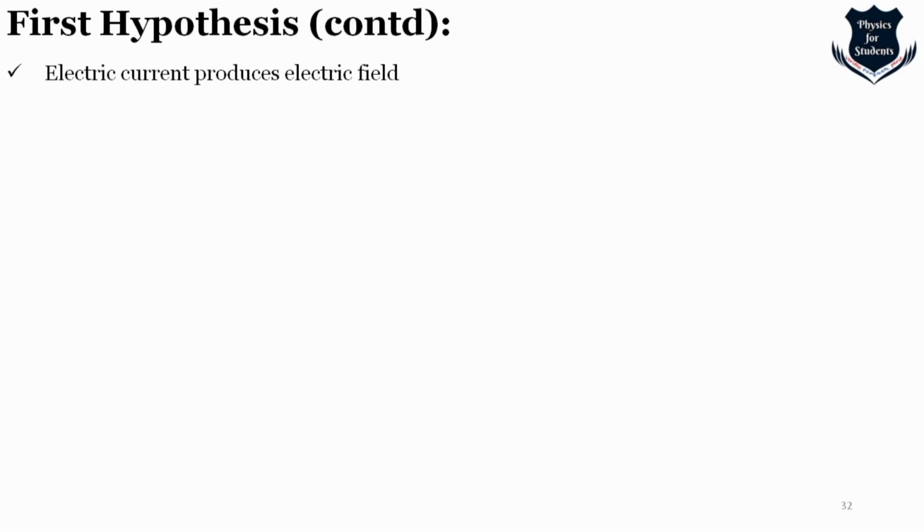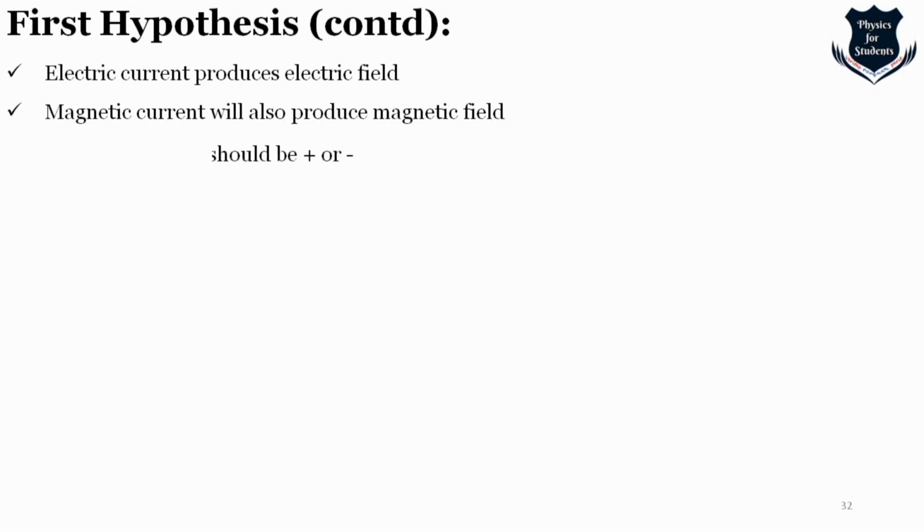Now, what I would like to tell you is that we also know that the electric current produces a magnetic field, right? So it also must be that a magnetic current produces an electric field in a similar fashion. So we have to add a term proportional to the magnetic current in the Maxwell-Faraday law. Now, if you do a dimensional analysis, the proportionality constant should be either plus or minus, okay, but we do not know which.